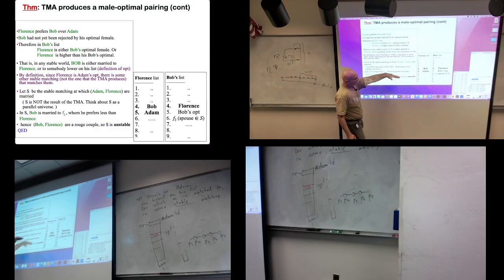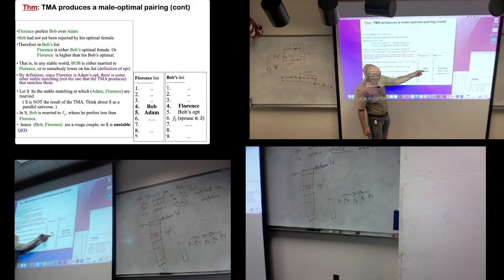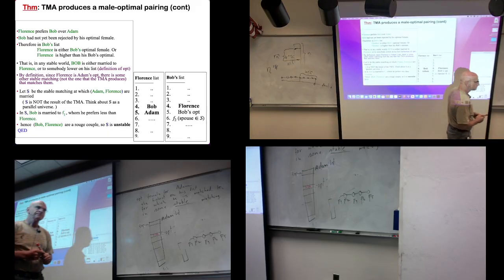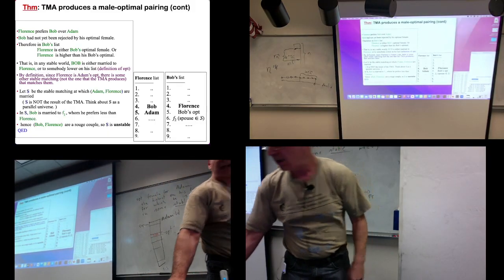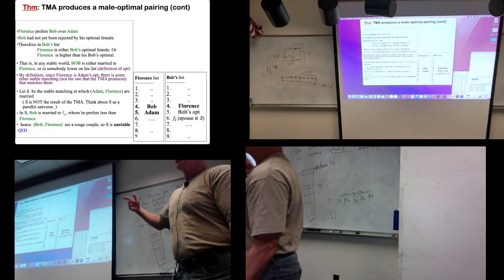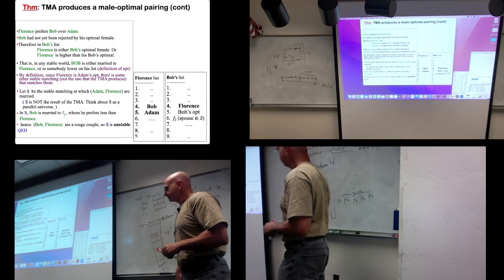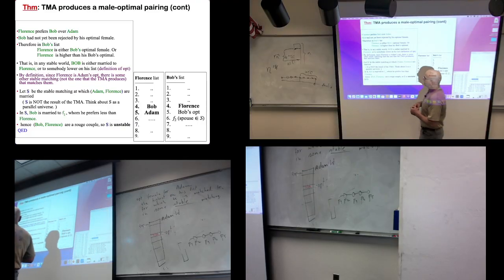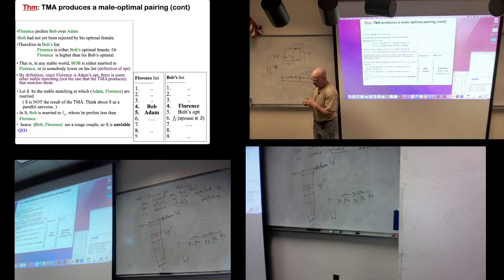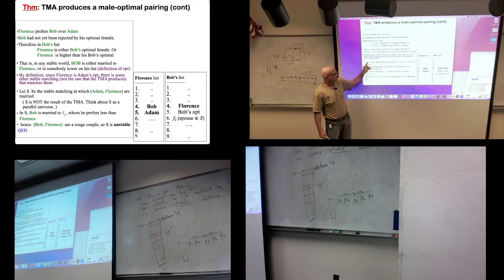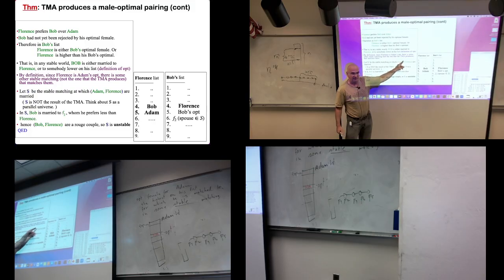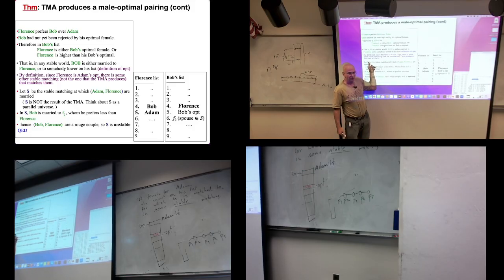But we are absolutely sure that in Florence's list, when we look at Bob and Adam, Bob is above Adam. Maybe not next to each other, but she prefers Bob over Adam. Now, assume by contradiction that Adam, as we said, was rejected by Florence, who is his opt. Then there is some other parallel universe in which Adam and Florence are married to each other, and this other matching S is stable, with no rogue couples at all.